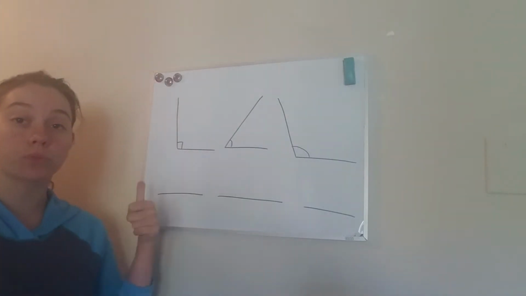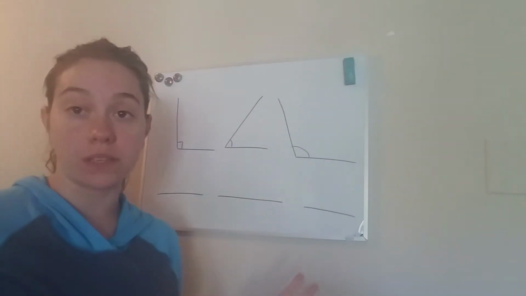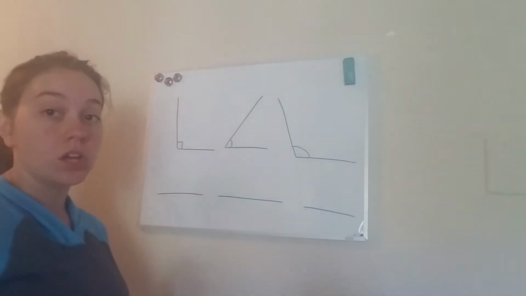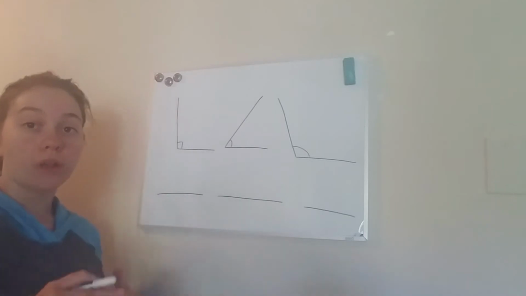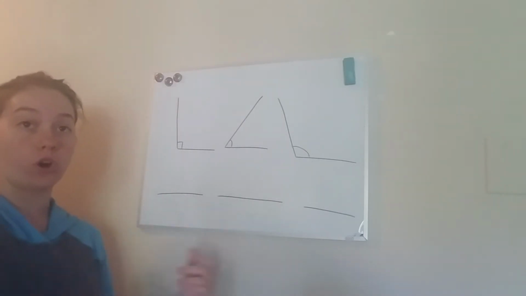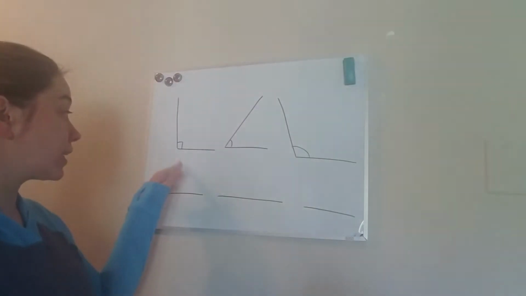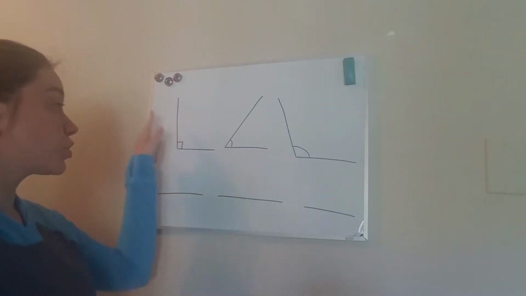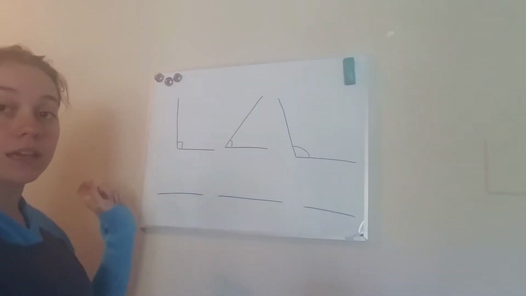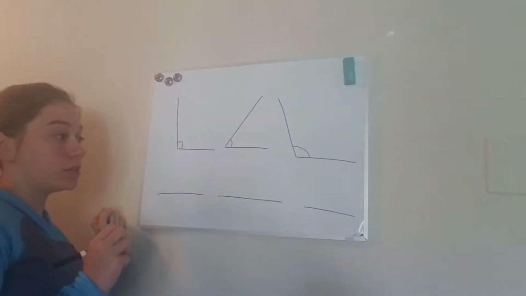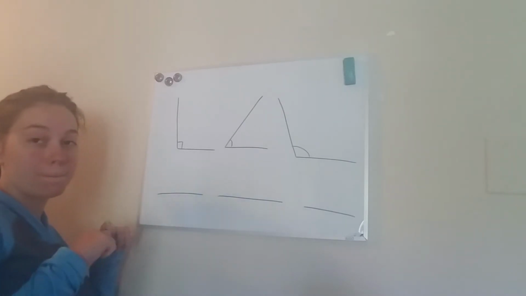So I drew 3 angles. This is not on your paper, this is a review before we start our lesson. So I drew 3 different angles on my board, okay? So let's review what these angles are called. So if I have this angle right here, it's two straight lines and they meet at the vertices, and at the vertices they make a square. What kind of angle is that?